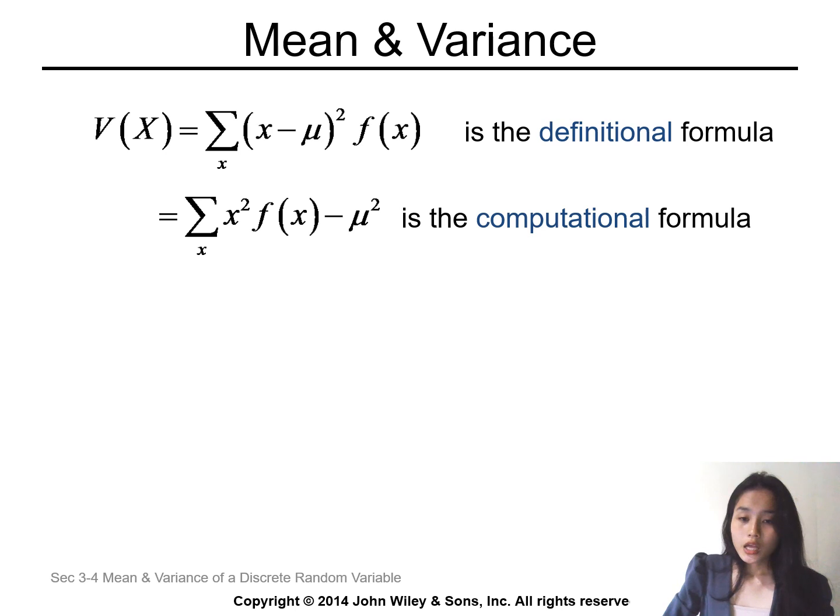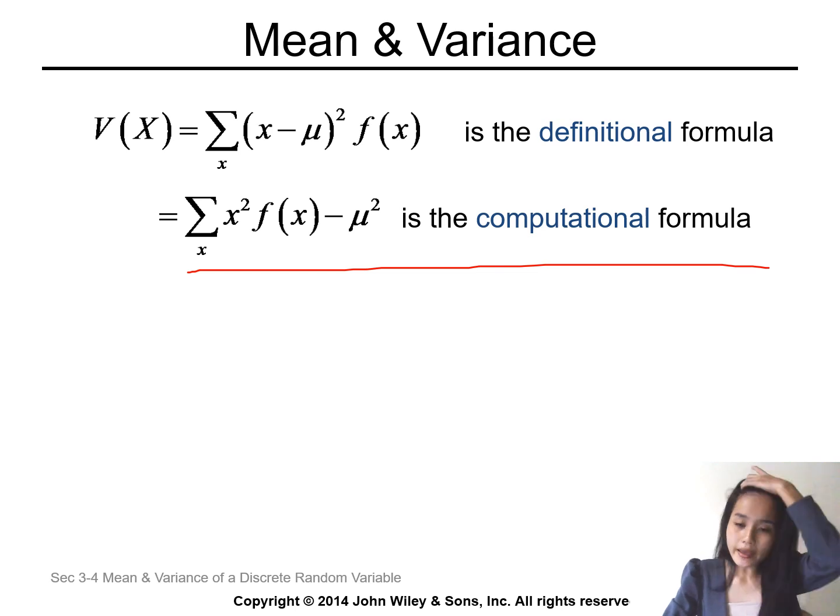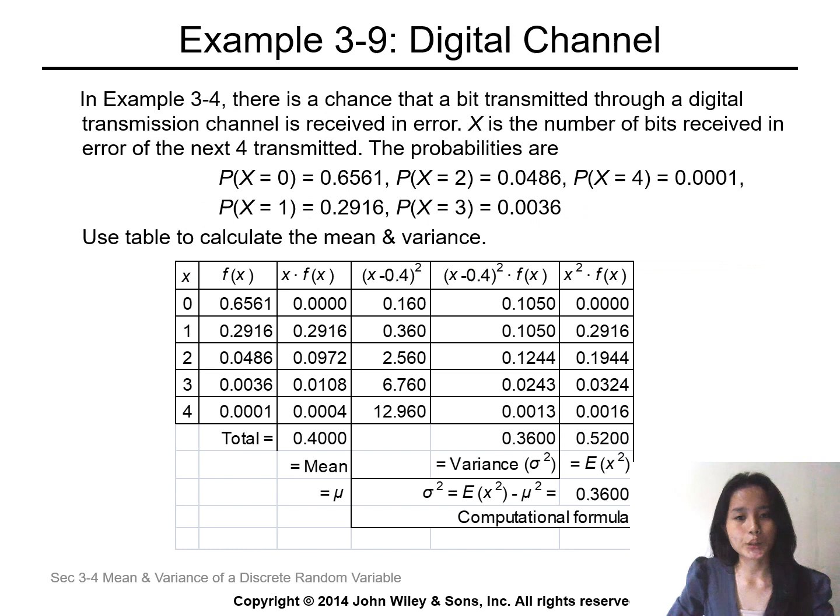For the mean and variance, this is the computational formula for variance. To get the variance and mean, we have to make a table. This is an example in the digital channel. In example 3 to 4, there is a chance that a bit transmitted through a digital transmission channel is received in error. X is the number of bits received in error of the next 4 transmitted.